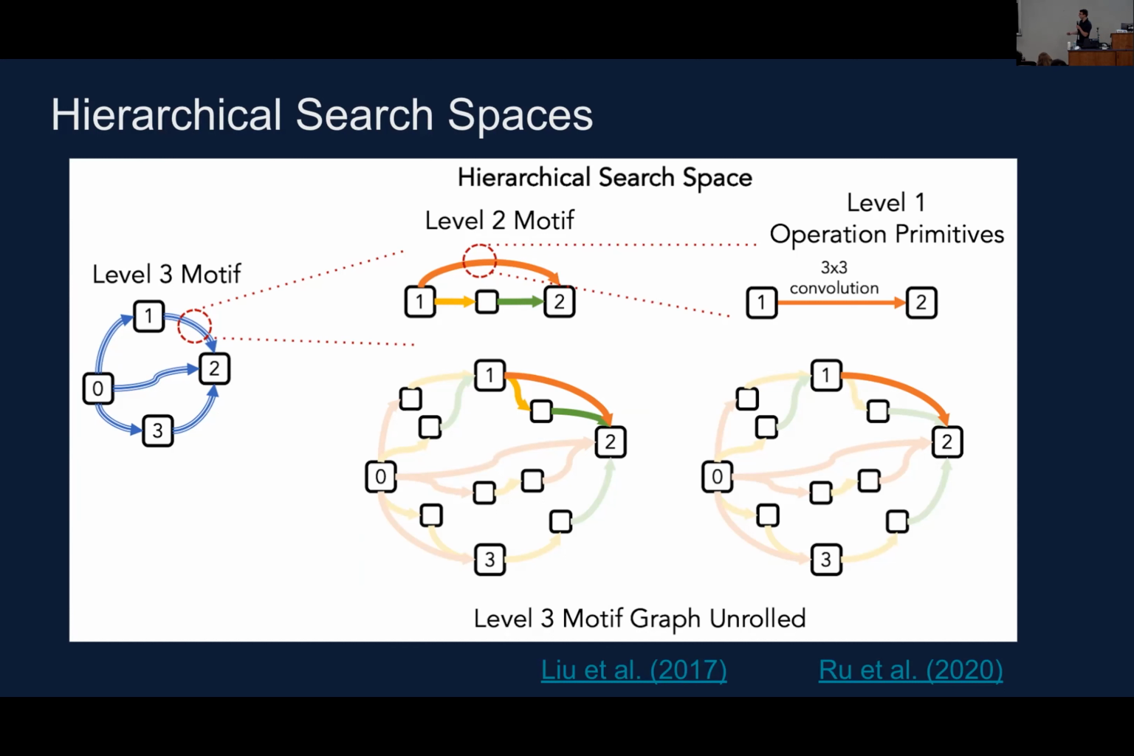And so yeah, this is a really strong type of search space because it gets a great trade-off between computational tractability, but also finding truly diverse or novel architectures.